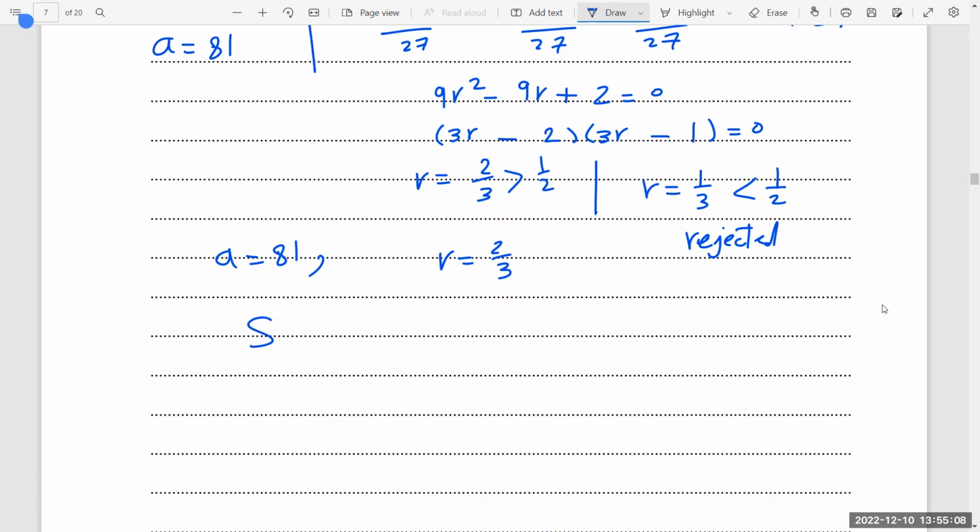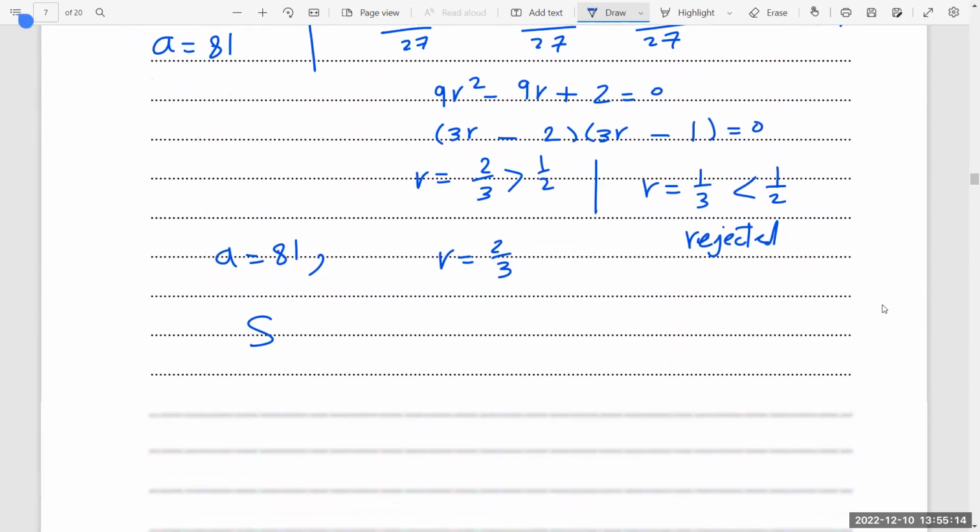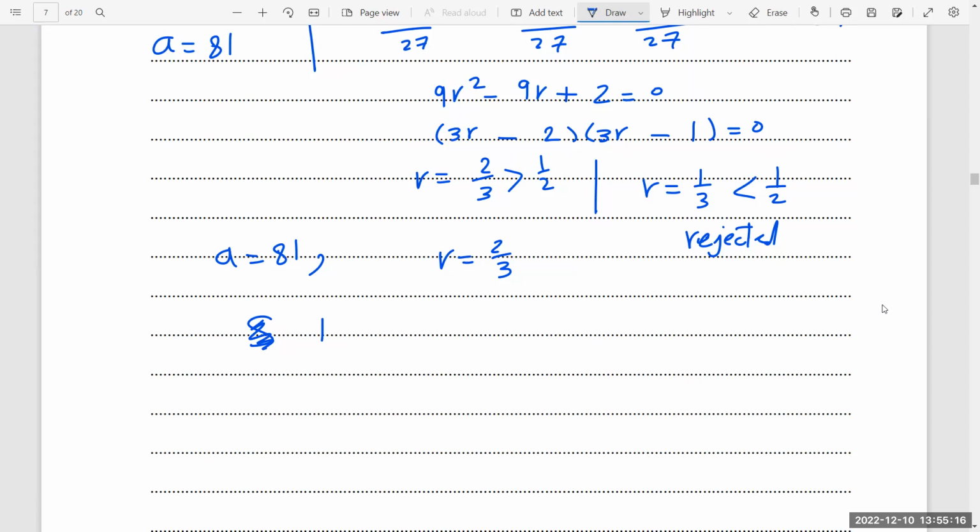Sorry, I want to find the 10th term, not the sum. The term number 10 is AR to the power 9. So A is 81 times (2/3) to the power of 9. The answer is 512 over 243. That's it.